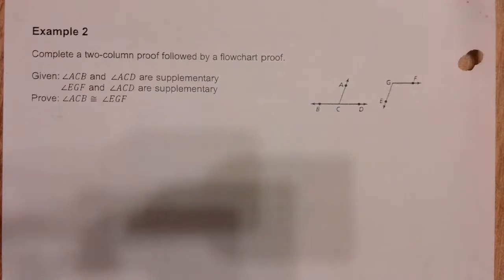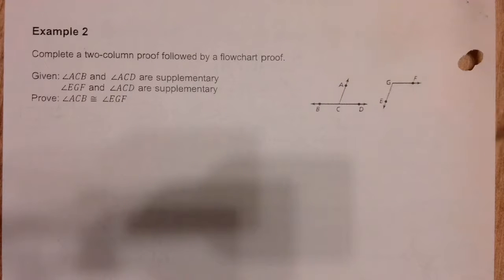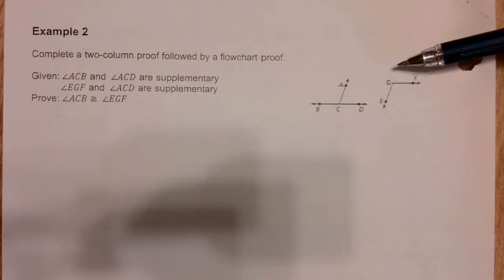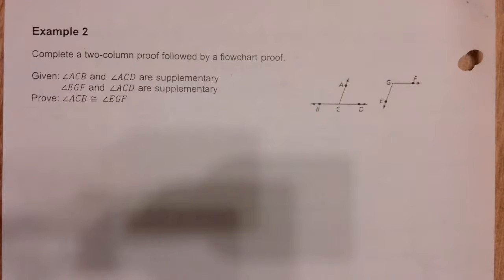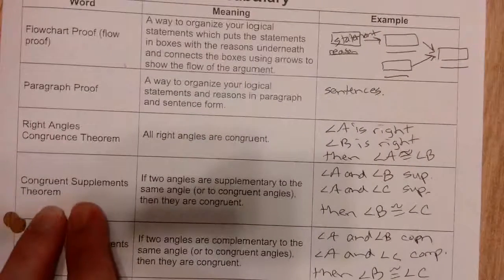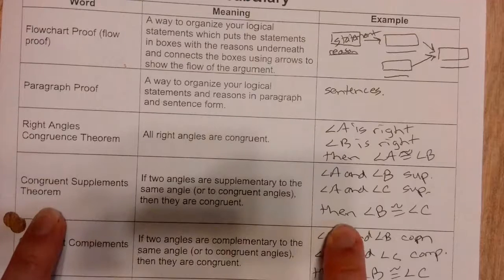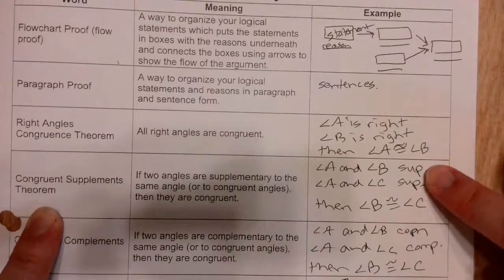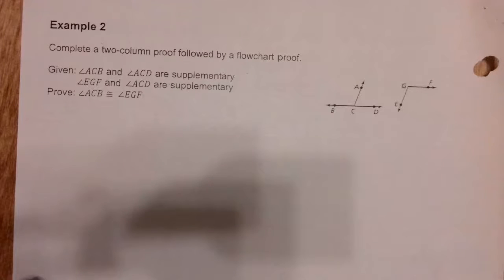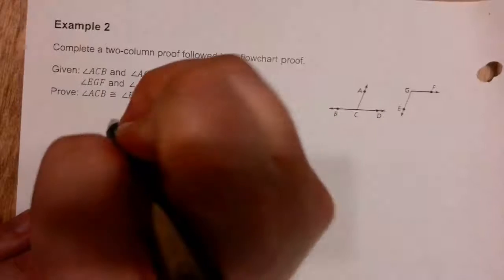So let's see here. We are given that ACB and ACD are supplementary, and we are given EGF and ACD are supplementary, and we're trying to prove that angle ACB is congruent to EGF. So this whole proof is this one here. We're going to prove this theorem. We have 2 things that are supplementary, and we're trying to prove some congruence at the end. Same thing, but we're actually going to go through the whole proof. So let's do the 2-column first.